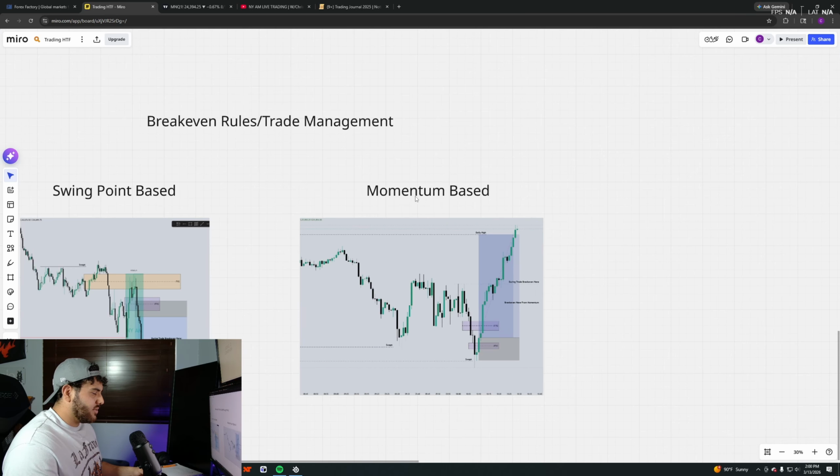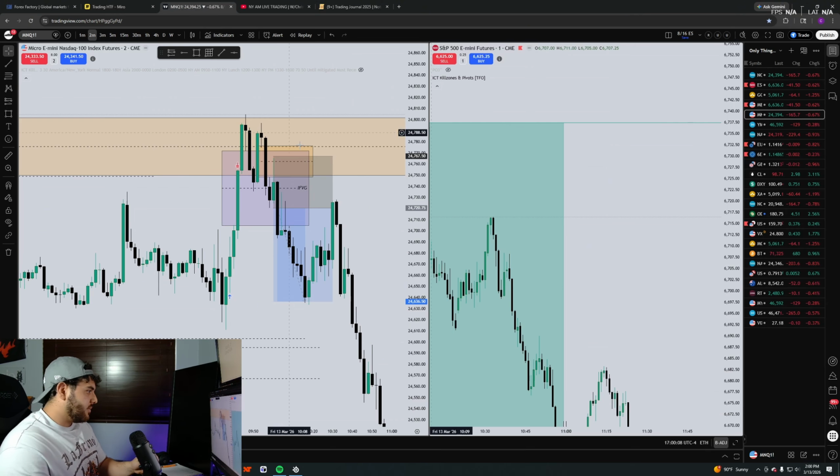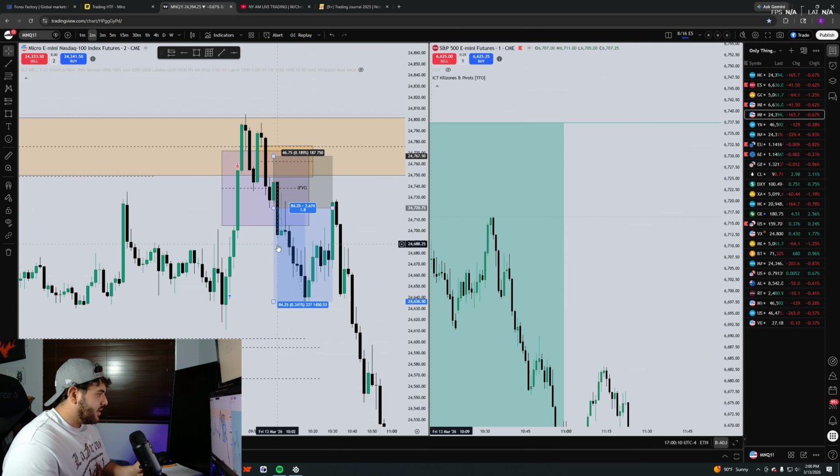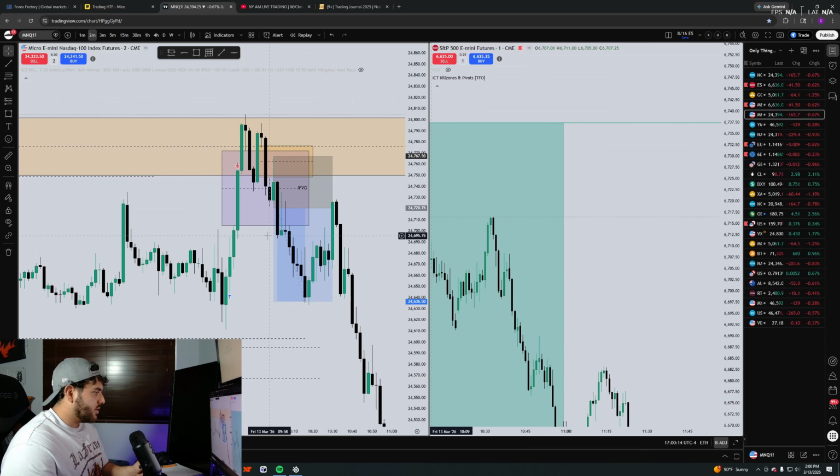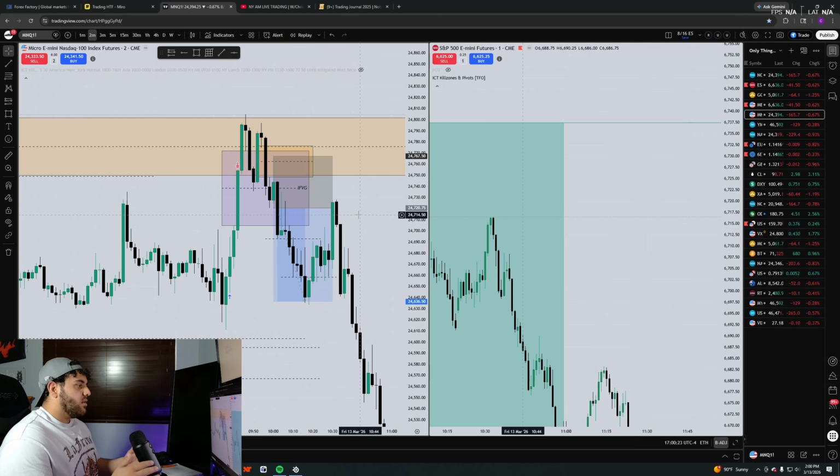Overall, the way that we managed our risk was, I'd say, more swing point based, because once we broke down below this, I started moving my stop, and then once we broke down below this, I started moving my stop. But overall, you guys should see that.